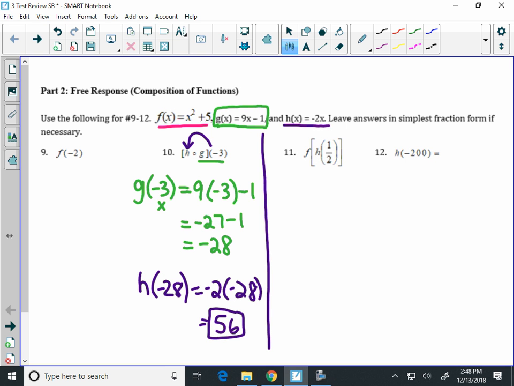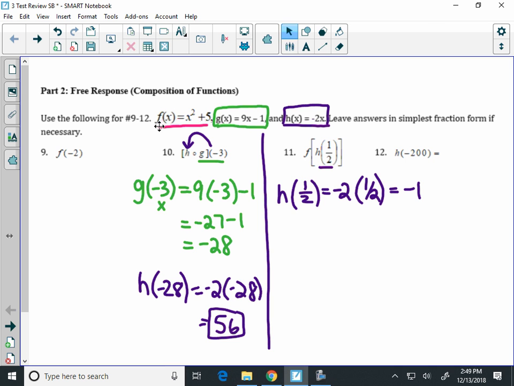Let's look at number 11 now. Same three functions. F of h of 1/2. This time the function h is on the right, so that is the function we're going to start with by evaluating h of 1/2. Okay, and put 1/2 in for x, so I'll have -2 times 1/2, which is -1.